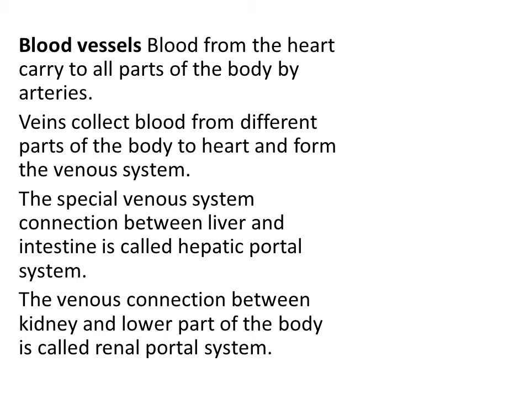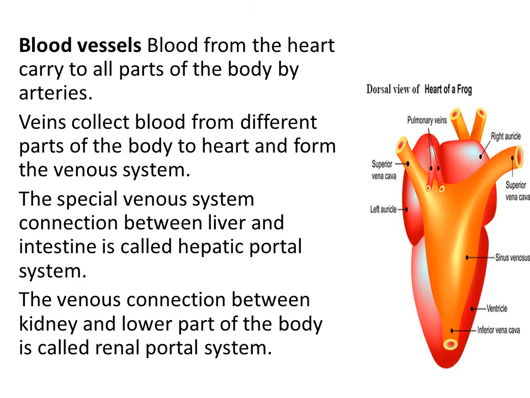Clear? So let us have a look into the blood vessels in the diagram. So they have given the superior vena cava. So what is the function of superior vena cava? Superior vena cava carries deoxygenated blood from different parts of the body, that means majorly from the upper part of the body towards the heart, right? And we have inferior vena cava. So inferior vena cava carries deoxygenated blood from the lower part of the body towards the heart. Clear? So these are the examples of veins.